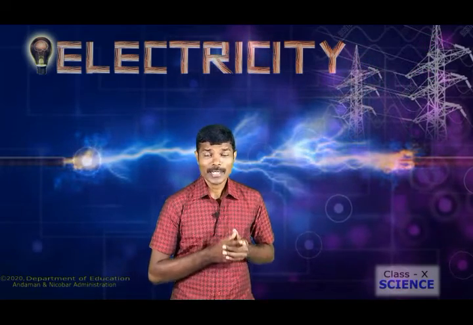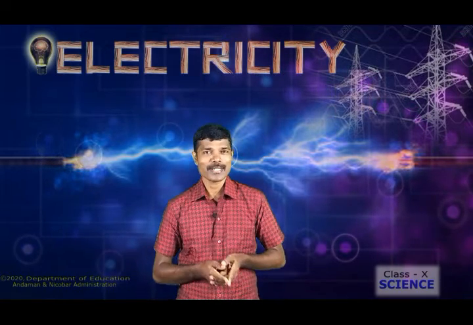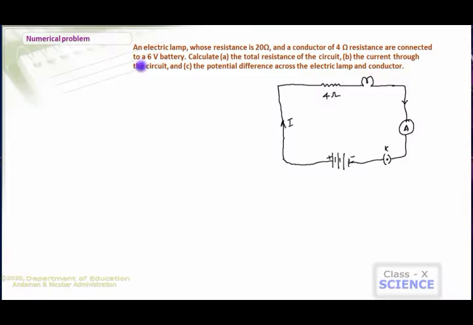On the basis of this, let us do some most important numerical problems which are very often asked in the CBSE examinations. Let us see this numerical problem. An electric lamp whose resistance is 20 ohm, and a conductor of 4 ohm resistance, are connected to a 6 volt battery. So the potential difference is 6 volt. Calculate A, the total resistance of the circuit, B, the current through the circuit, and C, the potential difference across the electric lamp and conductor.